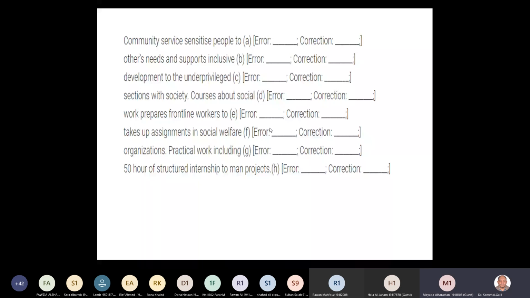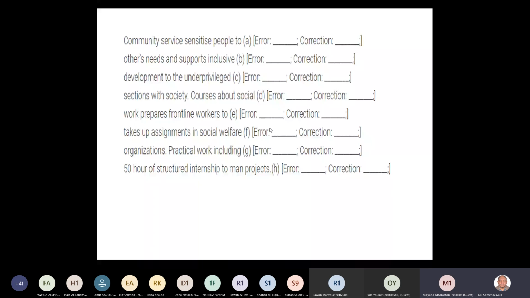Okay, can we have somebody else? Yes, Ola. Work prepares frontline workers to takes, not takes, take up. Yeah, okay. This is what Mahmoud said a minute ago. So work prepares frontline workers to take up assignments in social welfare. Thank you so much, Ola.